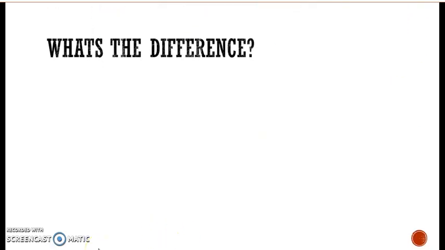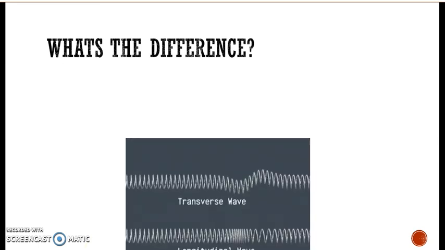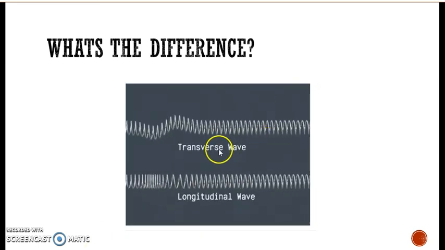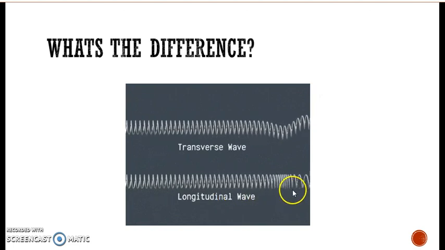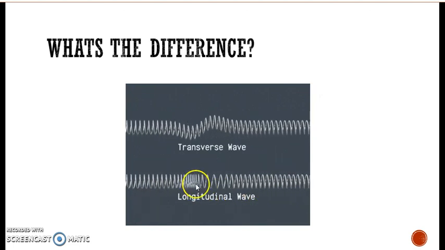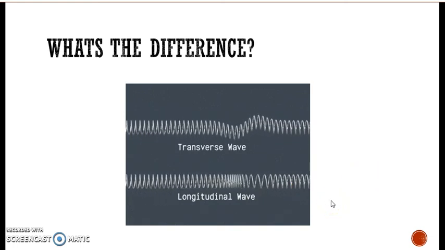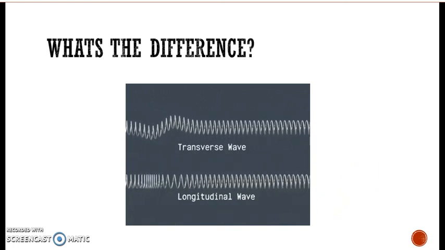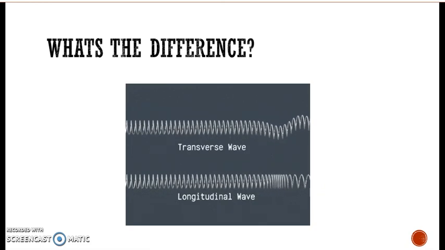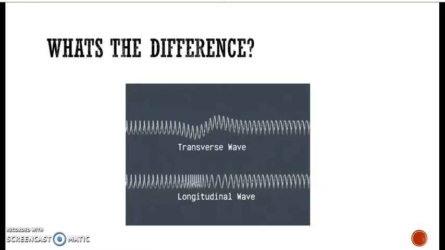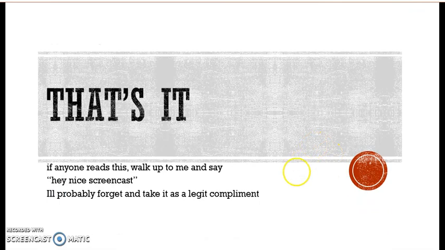What's the difference between transverse waves and longitudinal waves? That's a transverse wave, and there's a longitudinal wave. That's how it travels. See that? Compression, and then rarefaction at the front. That's how that travels, and a transverse wave just travels in a wave. So yeah, that's pretty much all there is about waves.